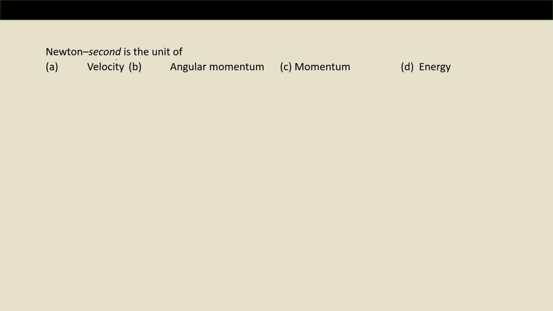Now see, simple sum है. Newton second is the unit of what? So we have force and second is basically time. So force into time. What is force into time? Basically this is nothing but impulse. Force into time is impulse. Now we can find out its dimension.